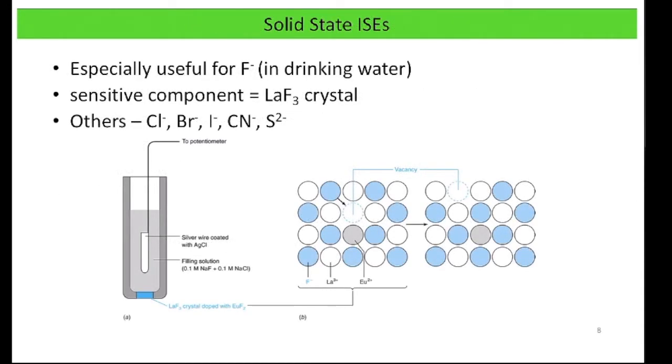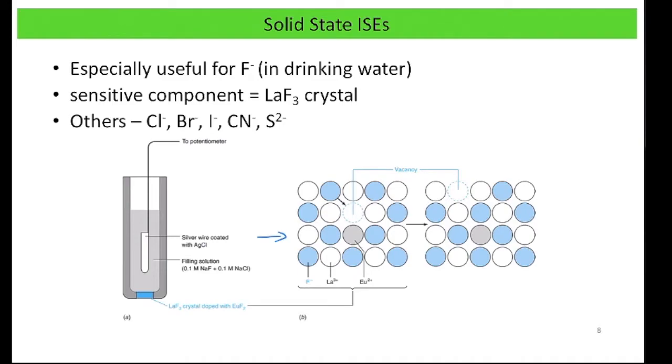So the last type of ion selective electrode I want to mention is a solid state ion selective electrode. And these are particularly useful for measuring fluoride in drinking water, but they could also be used to measure chloride, bromide, iodide, cyanide, and sulfide. So in the case of fluoride, how the ion selective electrode works is that the membrane, which is shown here, is made mostly of lanthanum fluoride, so that's LaF3.